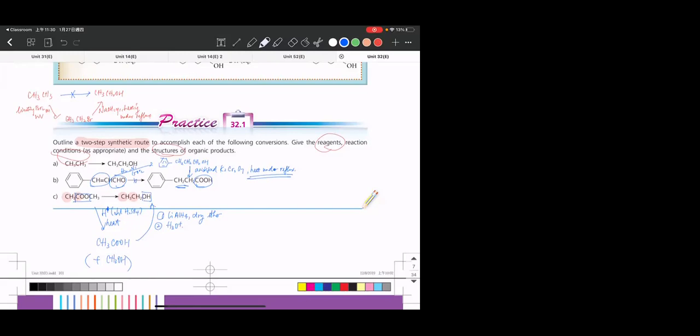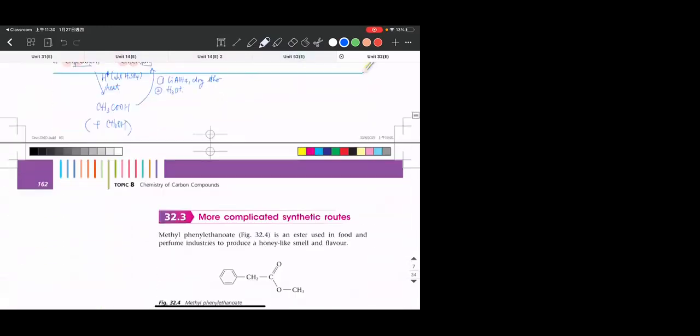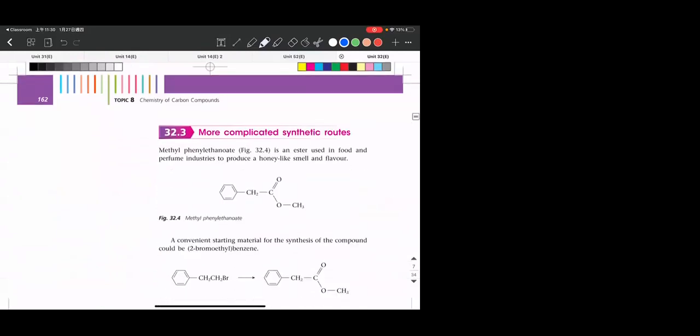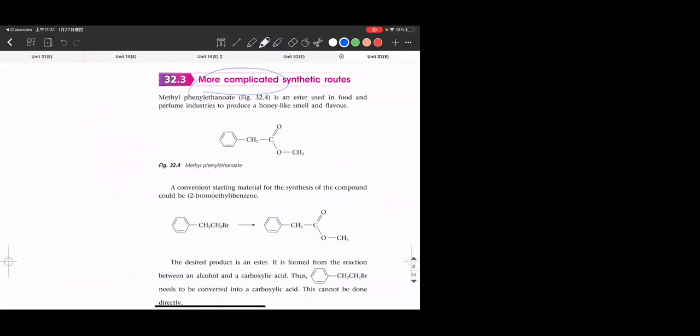Now we come to more complicated routes. How much time is left? 5 minutes, right? Now, why do I stop it here? It's because Mr. Chin will give you more time to do it by yourself at home. What is meant by more complicated? Of course, it refers to more steps.